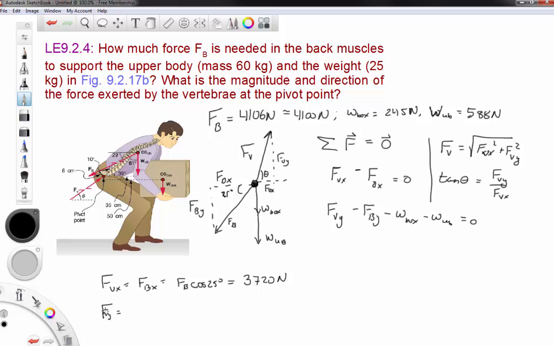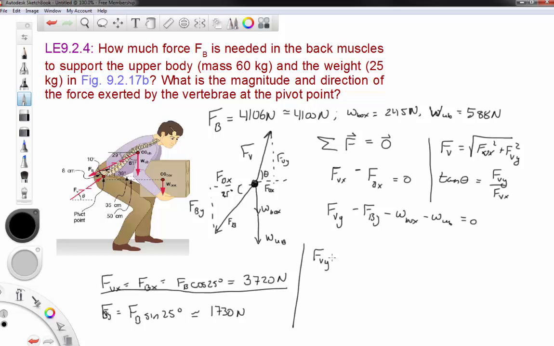I'm going to go ahead and solve for FBy here because we need to plug that into this equation up here. FBy is Fb times the sine of 25 degrees, which means that this y component of B is going to be given by 4,100 times the sine of 25, which is approximately 1,733. So we'll call this 1,730 newtons. All right, we've solved right here for the Bx part.